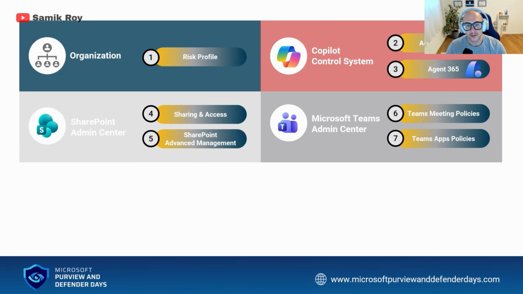In my opinion, also Teams meeting policies and Teams apps policies are really, really important, because there we can control how, for example, the facilitator agent is being used, if we can use Copilot in Teams meetings, if we can use the interpreter agent in Teams meetings, etc. So here we have also some crucial controls that are relevant for the user experience in the end.